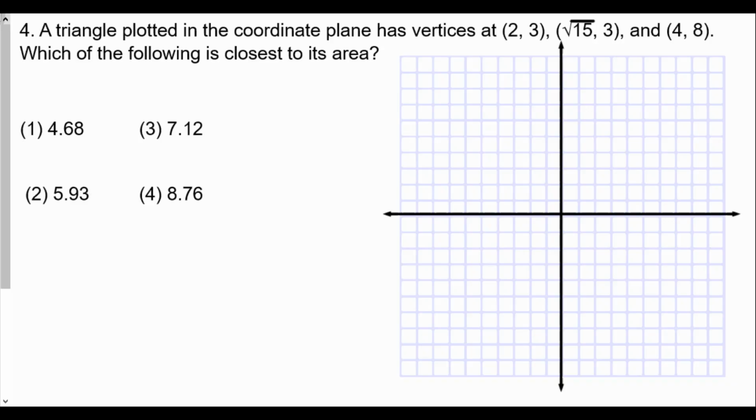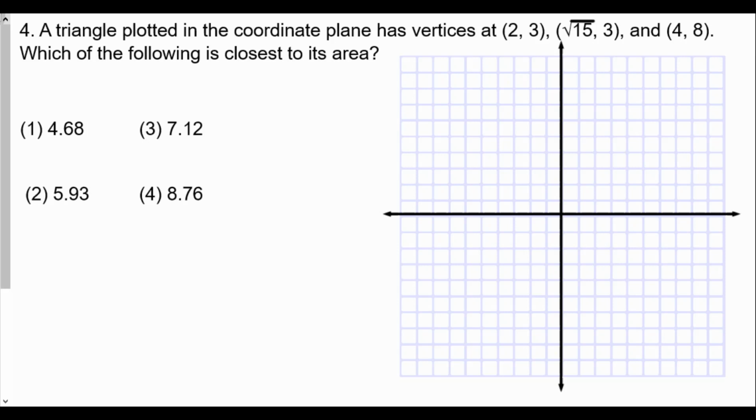Welcome back, everybody. This is going to be part 2 of the area of a polygon, lesson number 30, homework review. Here we have a question where a triangle plotted on the coordinate plane has vertices of (2, 3), (square root of 15, 3), and (4, 8). Which of the following is close to its area?